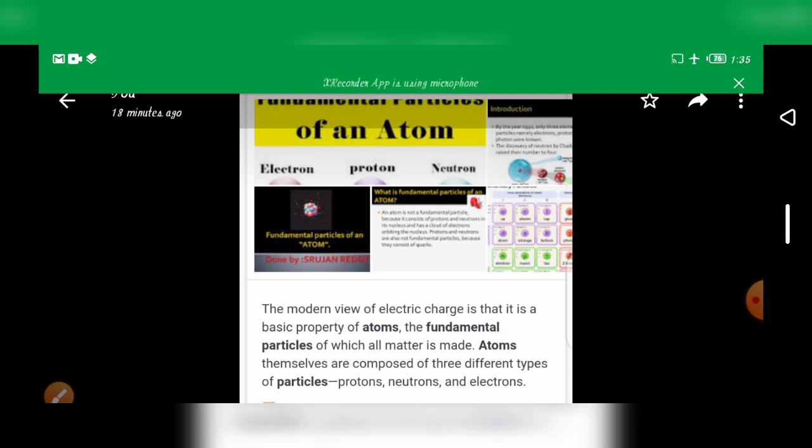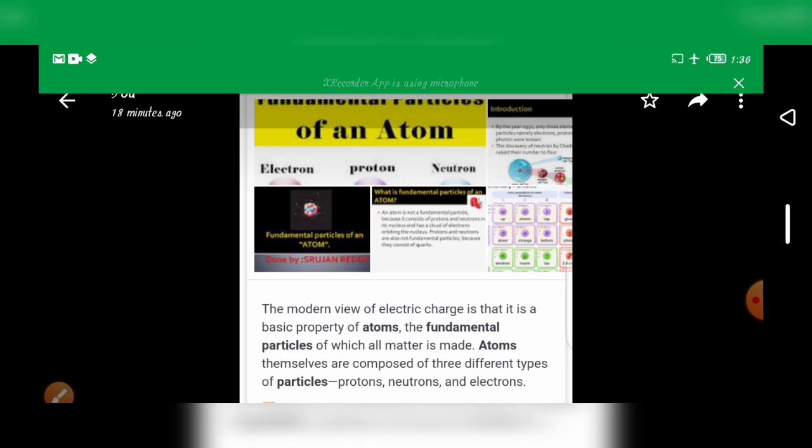Next we go to fundamental particles, that is electron, proton and neutron. The modern view of the atom is that the fundamental particles are those of which all matter is made up. Atoms themselves are composed of three different types of particles: protons, neutrons and electrons. So we go to the characteristics of the fundamental particles. Protons are positively charged particles, present inside the nucleus. Electrons are negatively charged particles, they revolve around the nucleus in a circular orbit. Neutrons are neutral particles, present inside the nucleus.